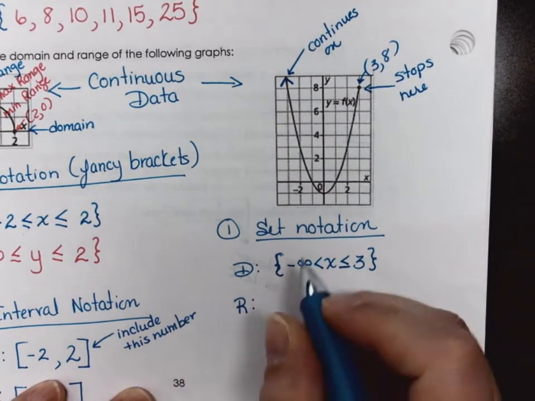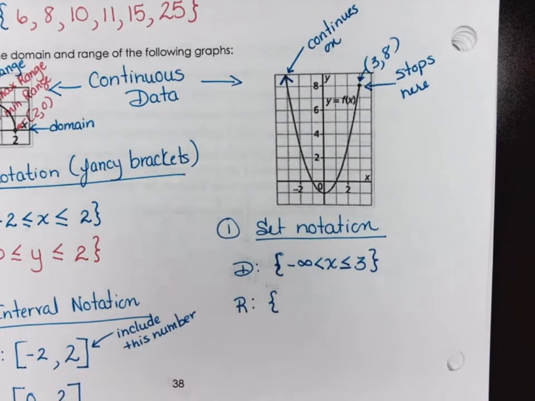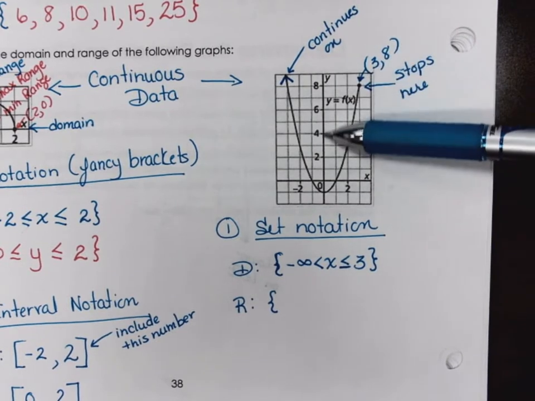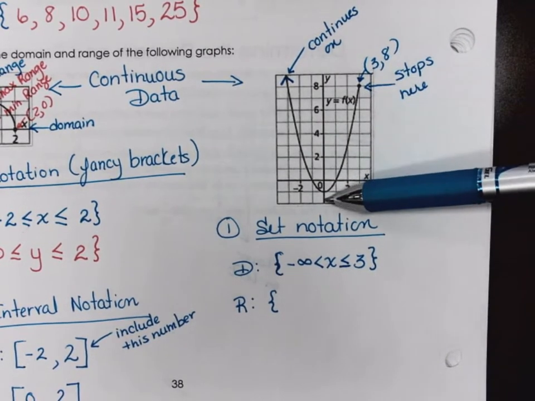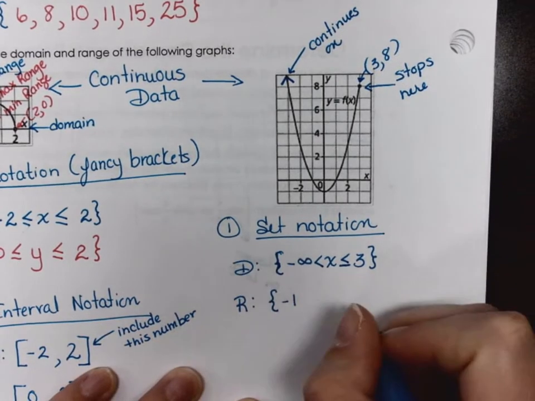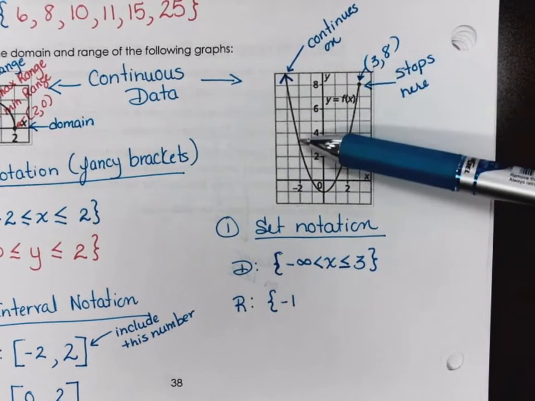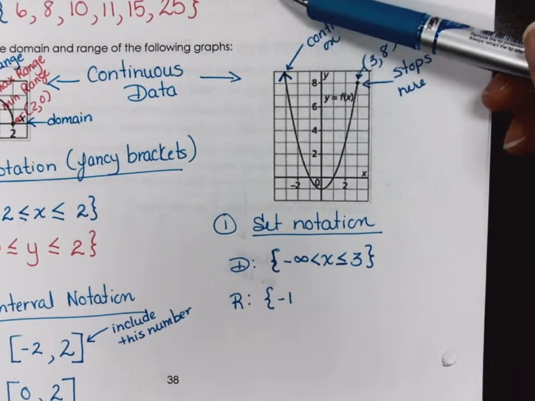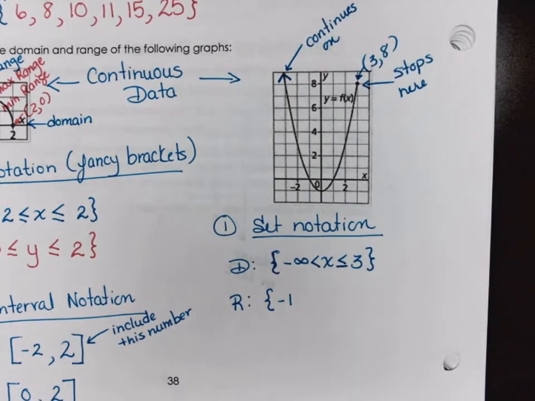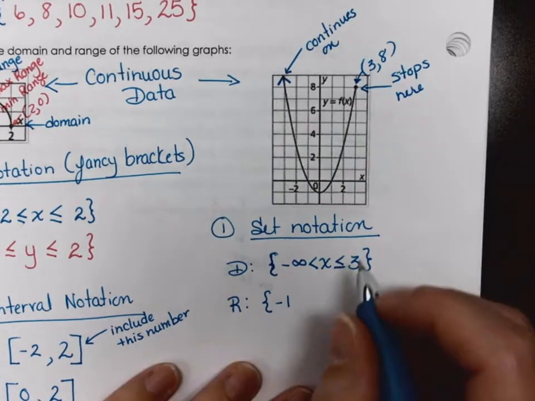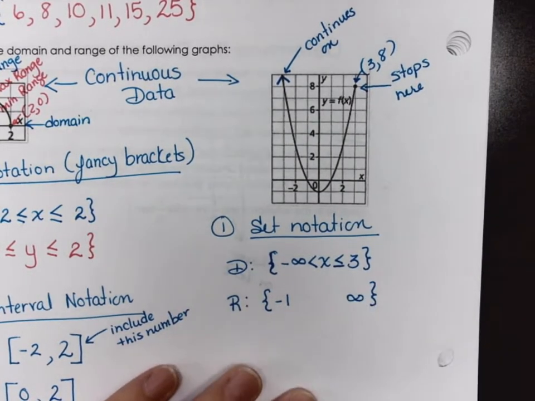Okay, let's talk range. Fancy bracket. All right, how low do we go on this graph? What's our lowest number? Where on the y-axis, how low do we go? -1. Good job. Now, how high do we go? Now, on this side, we stop at 8, but what's this arrow doing? It's going to continue on forever, but we're going up to infinity this time. So what kind of infinity is it? It's positive infinity. Close my bracket.